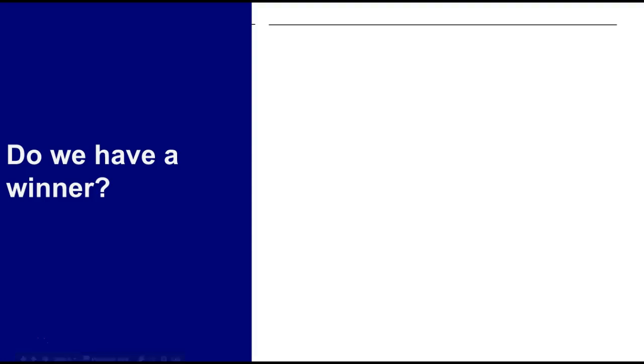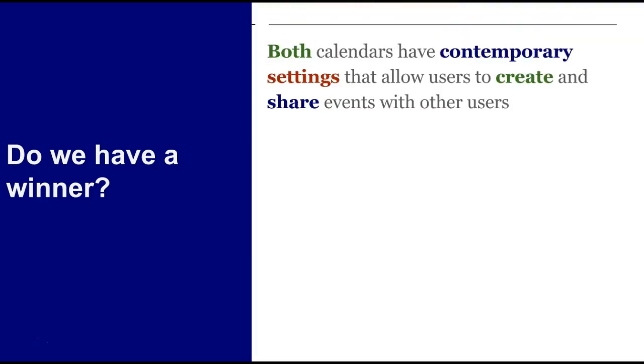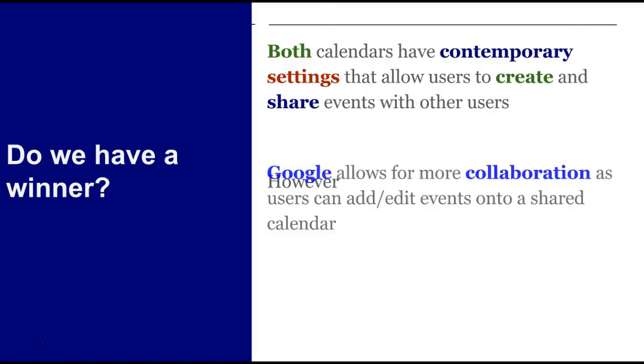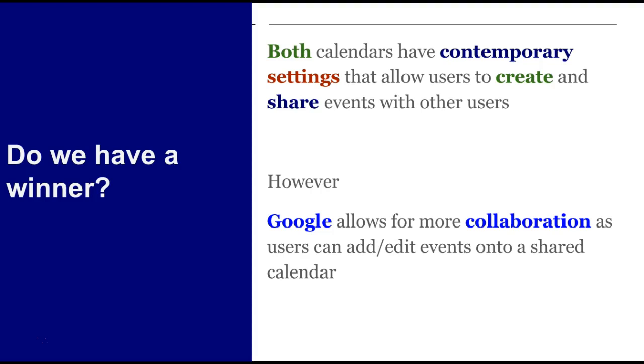Now let's look and see if we have a winner between Google and Outlook, which I don't think there is. Both calendars have contemporary settings, and they both allow you to create and share events with other users. But for Google, you can actually collaborate better because users who did not create the events can actually edit them or even add new events to the shared calendar. So maybe Google is a winner.